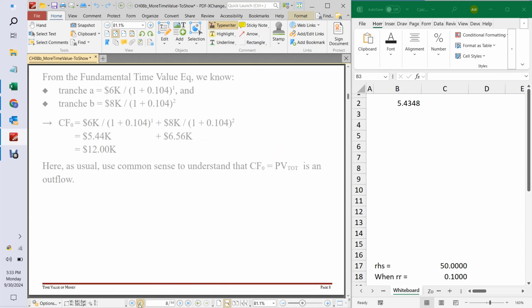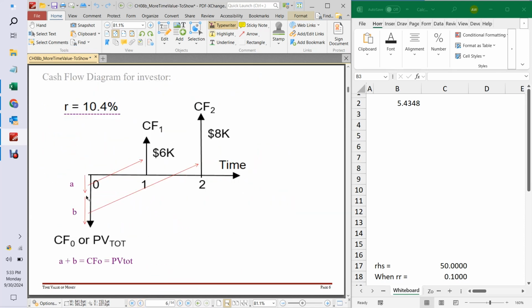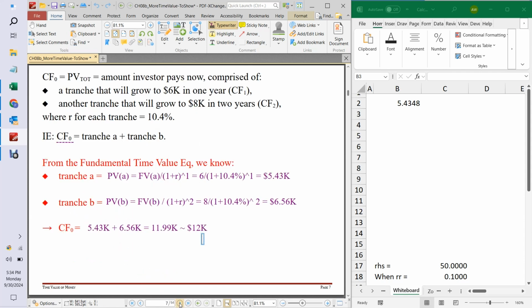Okay, so let me just scroll back to this just for a second here. So all we did here is we know there's a total amount that the investor has to pay to get in this contract to get back 6,000 in a year, 8,000 in 2 years, and we know that in the contract it says her money will be growing at 10.4%. So we just took one piece at a time and used our fundamental time value equation to get the present value here of this 6,000, and then we did the same thing with our fundamental time value equation to get the present value of this piece here, and we added them together and wound up with 12K.